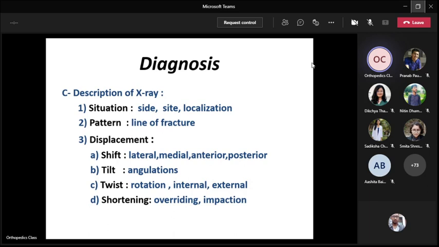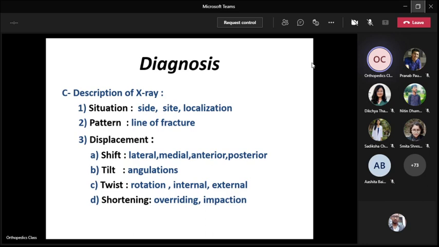Localization: which area? Is it the whole diaphysis or the joints? So where is the problem? You have to say, the X-ray of the right elbow joint is showing this and this, with a fracture of the supracondylar area or medial condyle or lateral, whatever it is. So you have to describe it in this scenario.